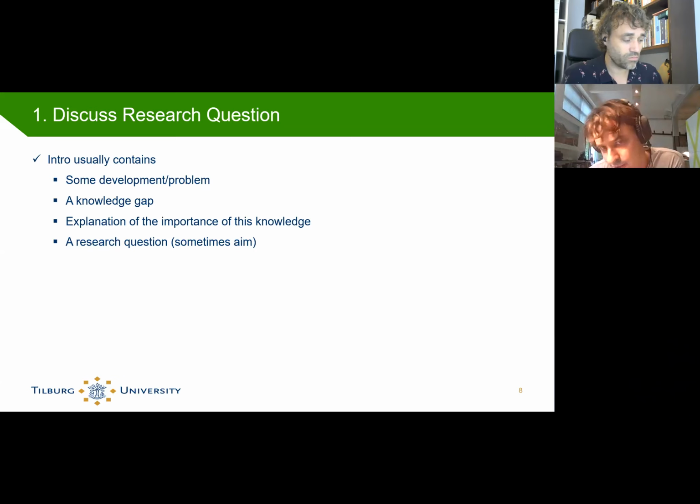So every good introduction starts with some development or some problem that organizations are having, or that people are having, that academics are having, and that should give the paper urgency. If people don't care about that problem, or if they don't care about that development, an article is not important. And that's actually the problem with quite some articles.